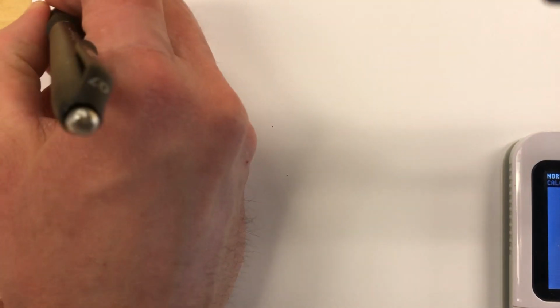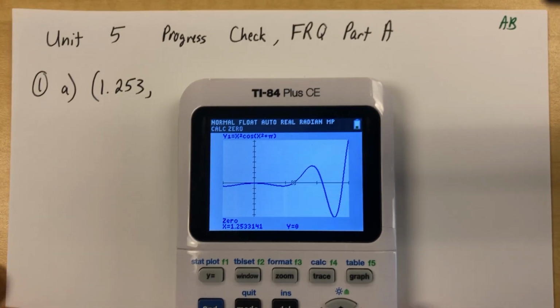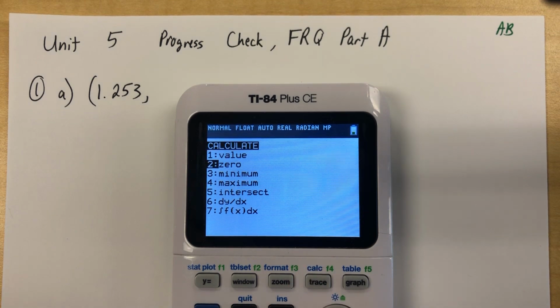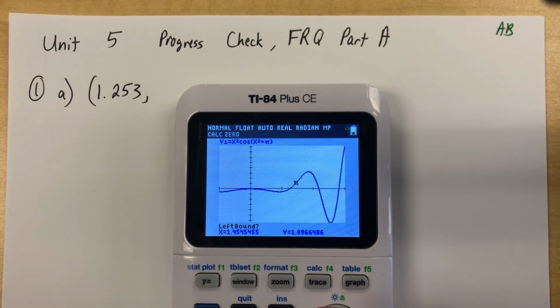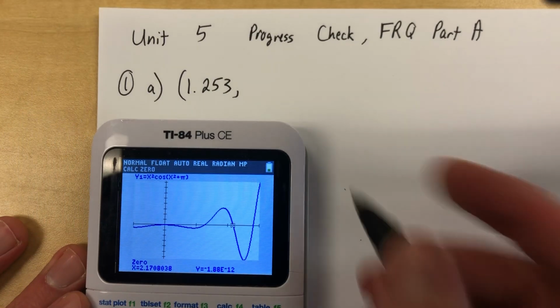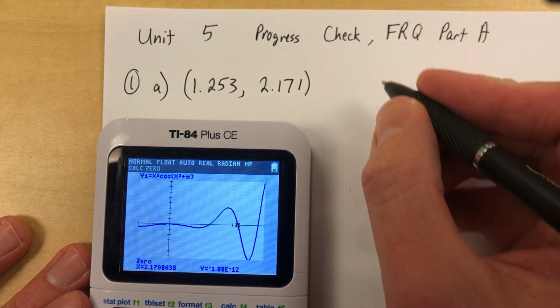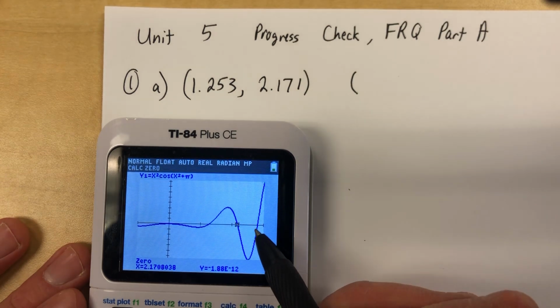So number 1, part A, 1.253 to somewhere, don't know where, about to find out. Second and calc, 0. We're going to go to the left of this point. I'm sitting almost on that point, so let's go to the left of it. Go to the right of it. Guess. Just press enter on guess, unless you have to cross an asymptote, then you need to be a little more specific. 2.171. And the other interval is from here to 3.